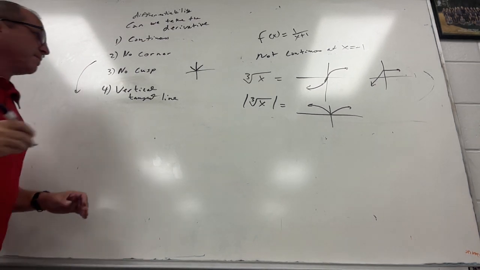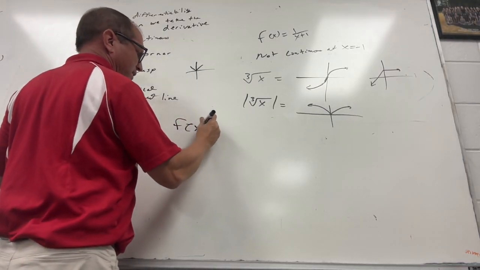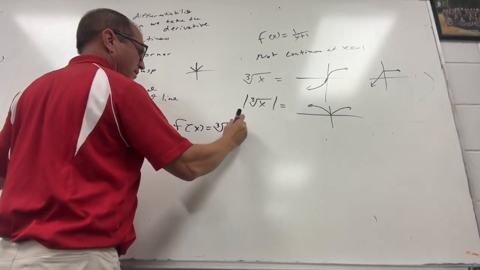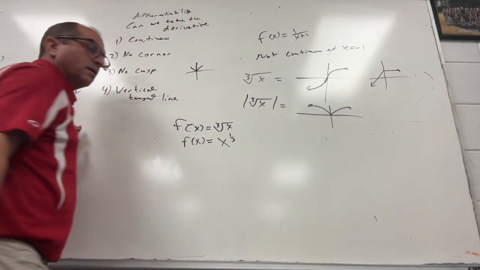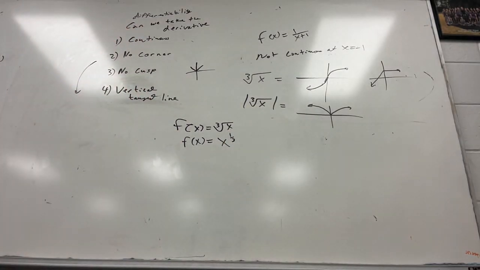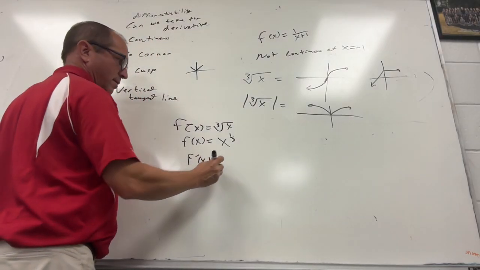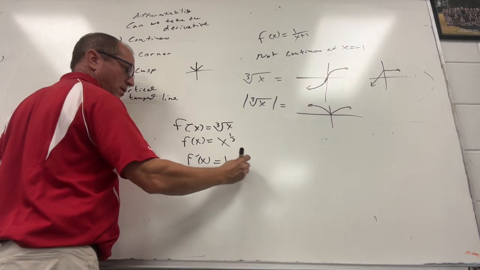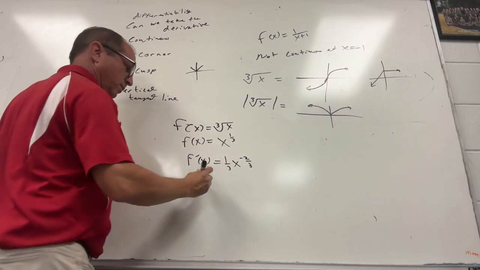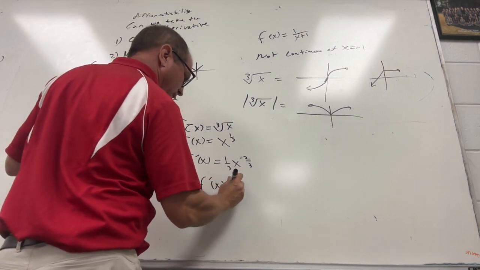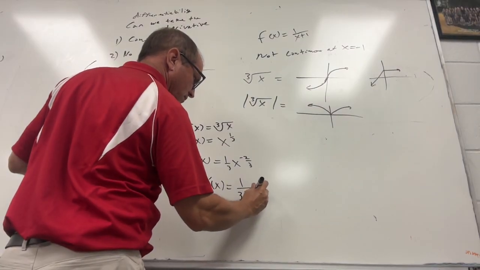Okay. So, all right, if f of x equals the cube root of x, that means that f of x is equal to x to the 1/3, right? Now, what is f prime of x? 1/3 x to the -2/3, right? Which would mean f prime of x equals 1/3 x to the 2/3 in the denominator.